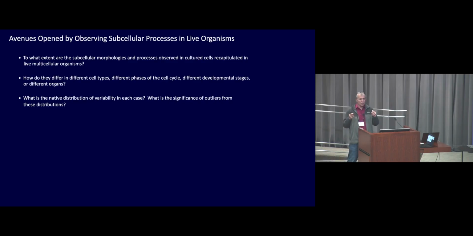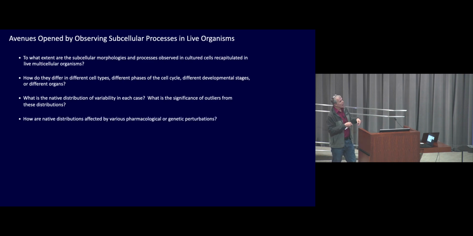I view the whole cell as properties emergent from stochasticity. Everything that happens in biology follows a distribution. It's not deterministic. You have to understand the distributions. There's not one outcome, there's many outcomes. We need to understand those distributions. How are these distributions affected by perturbation?